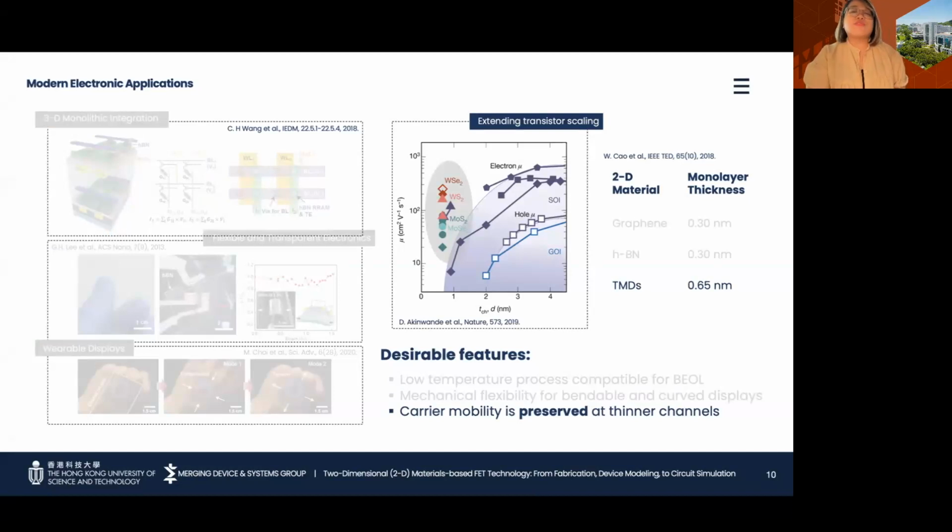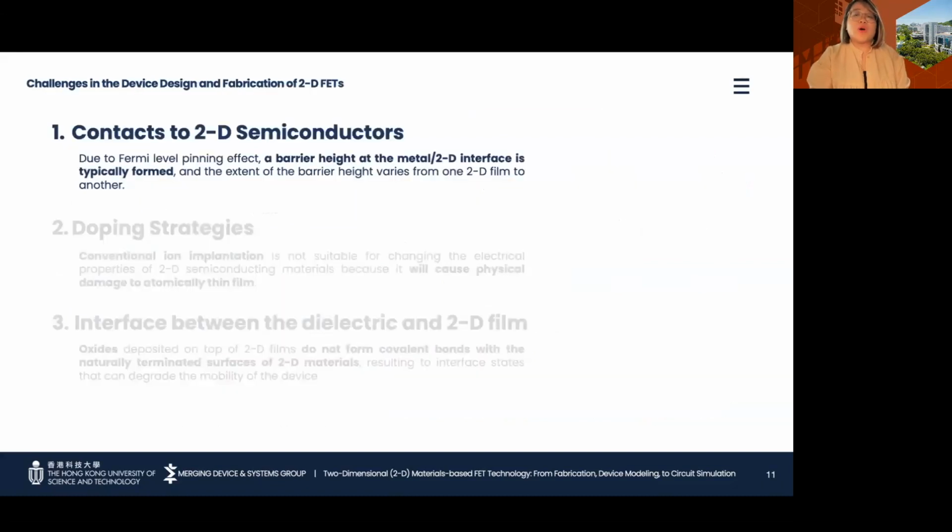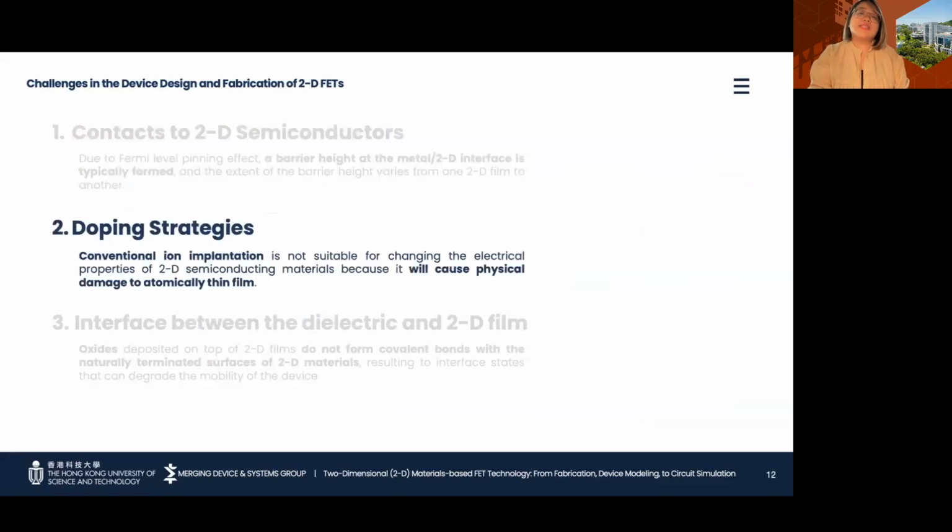However, there are several challenges in the design of 2D transistors. The most critical one is the contacts. When a metal is deposited on top of a 2D film, a barrier at the metal-2D junction is usually formed, thereby inhibiting the injection of carriers from the source to the channel and, by translation, the output current of the device. The second one is manipulating the electrical conductivity of 2D semiconducting films.